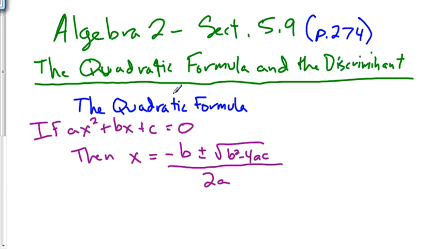Hey, Algebra 2, this is section 5.9, the quadratic formula and the discriminant. So earlier we talked about the quadratic formula. We went through and did the proof in class. I'm not going to do that again.